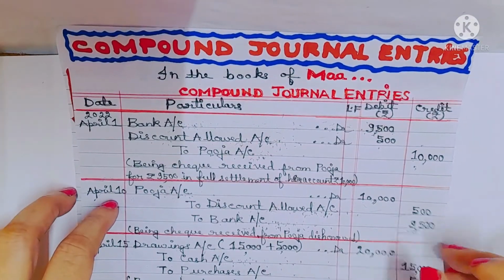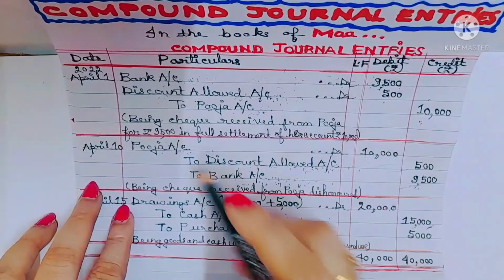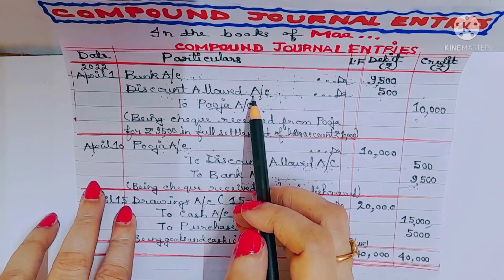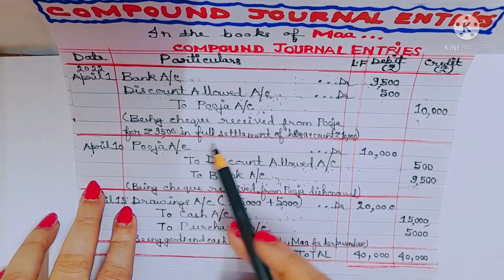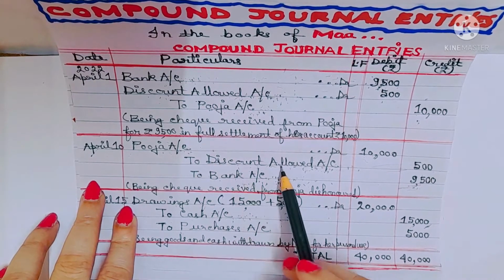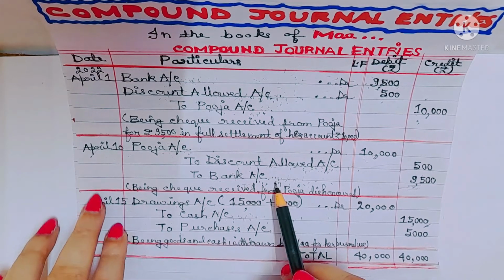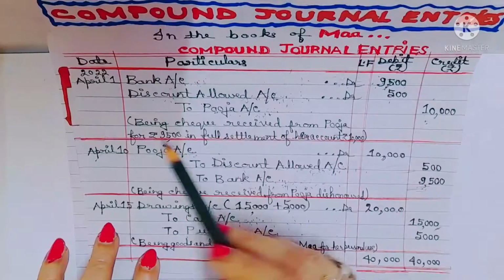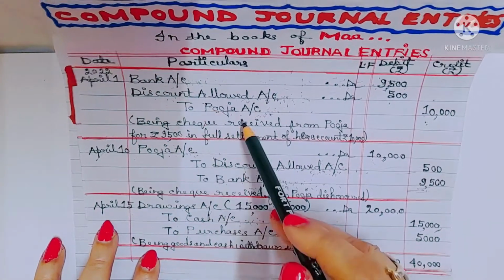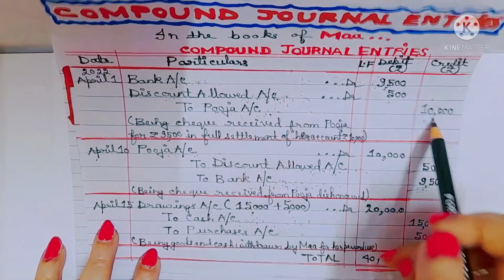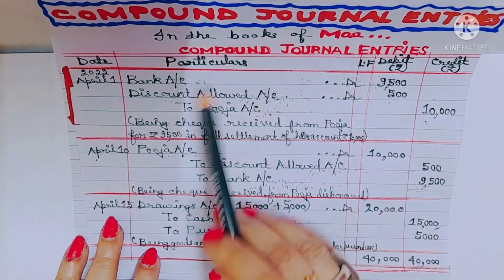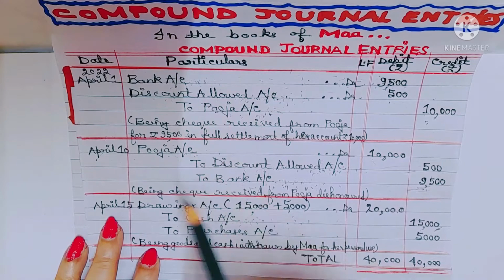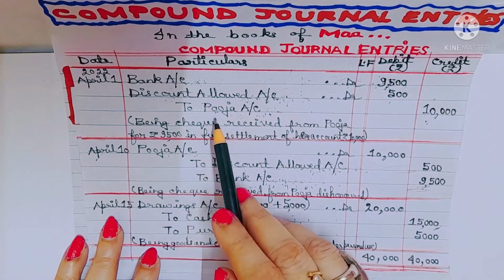What is the next account? Bank account done, discount allowed account done, puja account. Second journal puja account, তার মানে আমাদের puja account খুলতে হবে। To discount allowed account done, to bank account done. So let's do puja account. On 1st April, where is puja? Puja is on the credit side. See, 10,000. We are preparing puja account. We are not preparing bank account. We are not preparing discount allowed account. What are we preparing? We are preparing puja account.